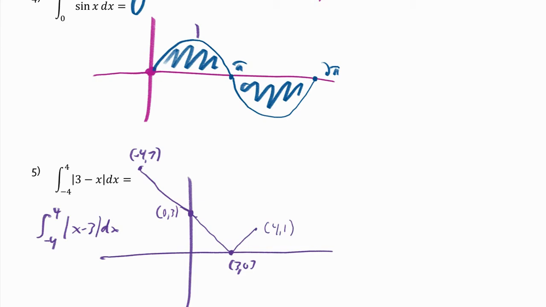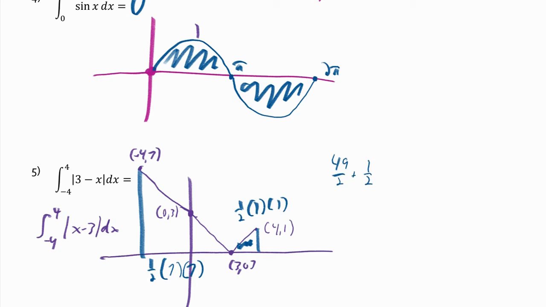And my integral would just be this area here with this area there. So let's actually evaluate that. Area is equal to 1/2. The base width was 7 and the height was 7. And then here I have 1/2, width of 1 and height of 1. So I get 49/2 plus 1/2. That gives me 25.